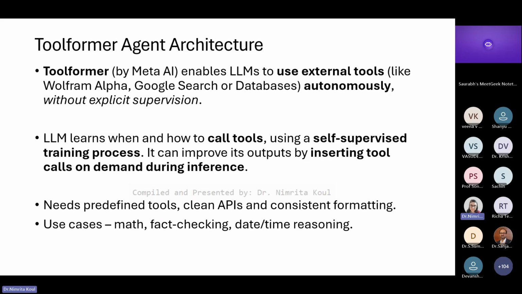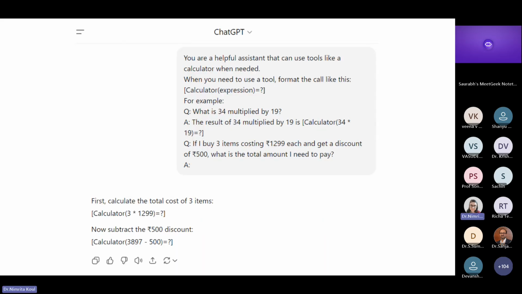The next architecture we have is Toolformer. Now, Toolformer is an agent which has a lot of tools available to it, and it is very effective in using the tools. Here's an example. You are a helpful assistant, and you have a calculator tool, or any particular tool that you want. So whenever you need to use the tool, format that call like this: calculator expression. So I'm giving it an expression here. What is 34 multiplied by 19? It is showing me the result like this. The result of 34 multiplied by 19 is this expression. It has invoked the calculator tool, right? Again, I'm asking it a question and it will show me where it needs to invoke the calculator tool.